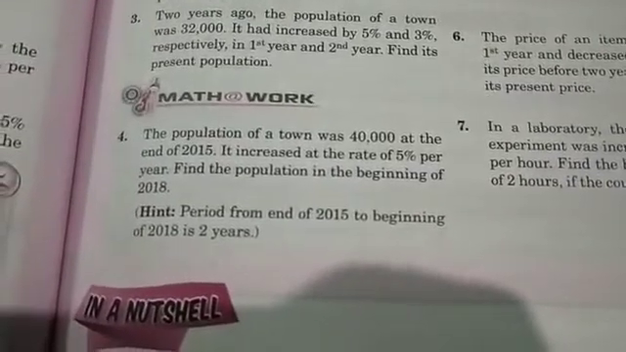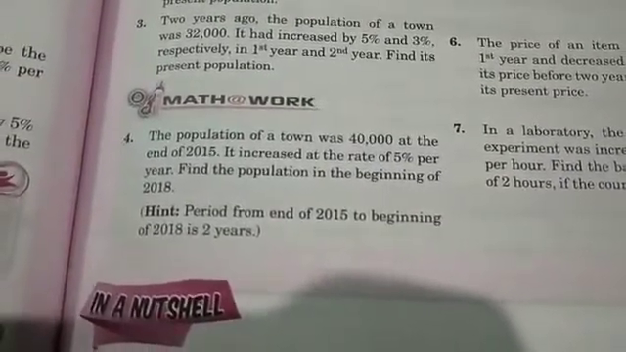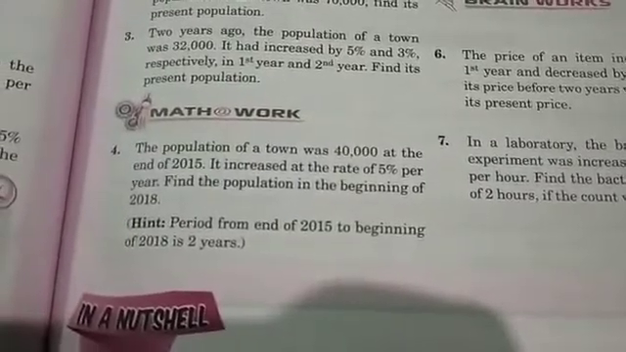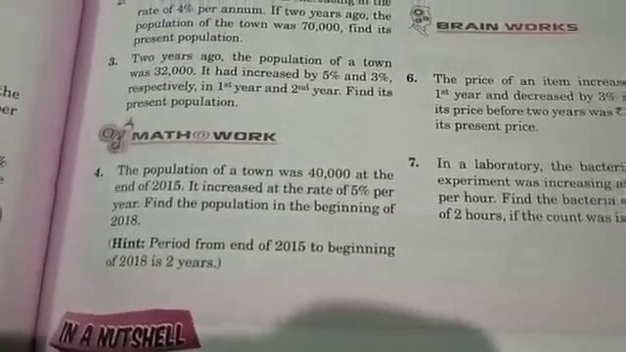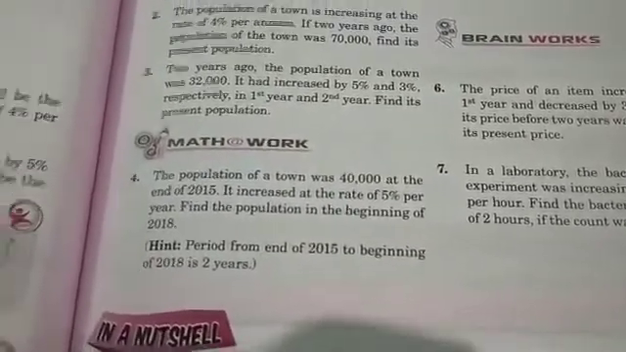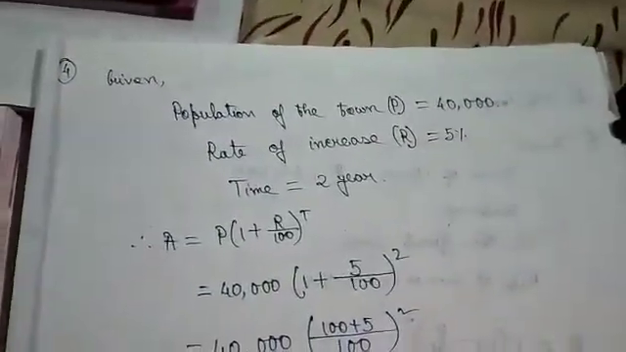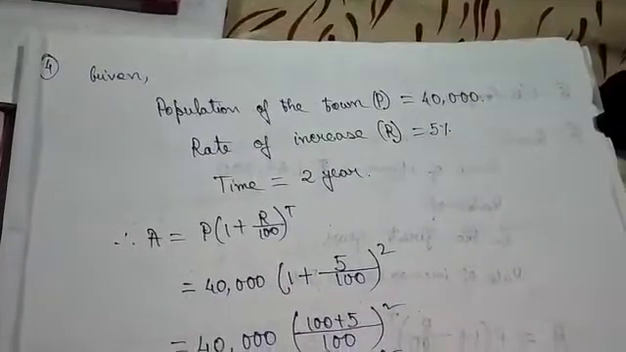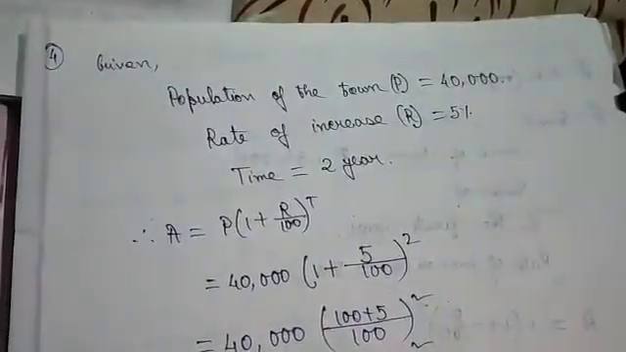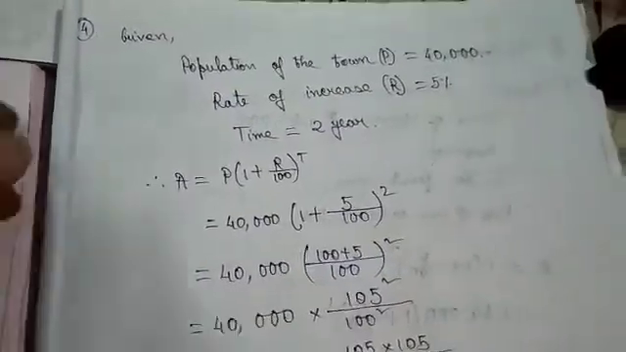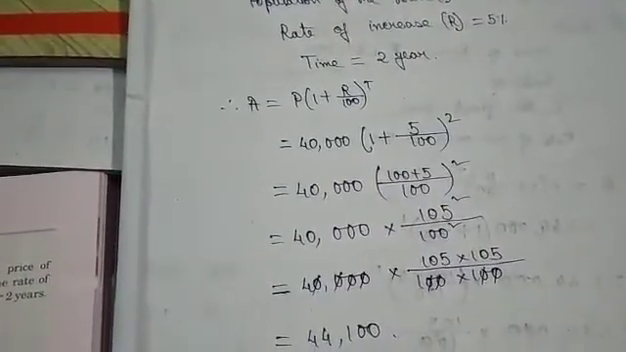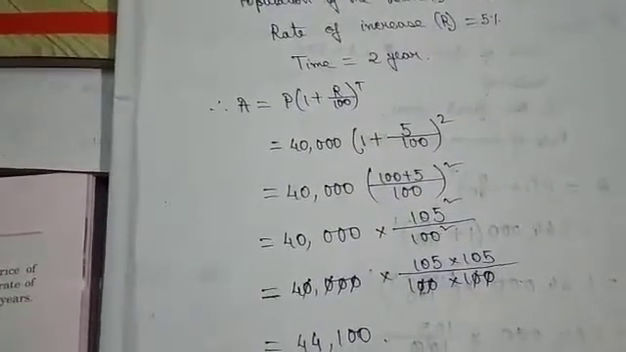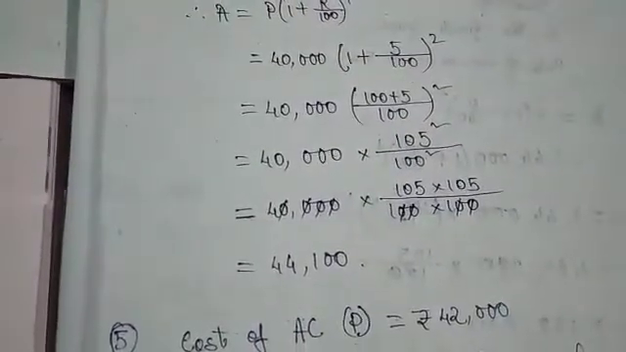So we have to find the population at the end of 2015, then the whole year 2016, the whole year 2017, and we have to find it at the beginning of 2018, that means 2 years. So time is 2 years and the rate of increase is 5%. The population of the town is 40,000. Since it is growing, we will use the usual formula P into (1 plus R by 100) to the power T, or N. Just put the values, calculate, and you will get the result as 44,100.